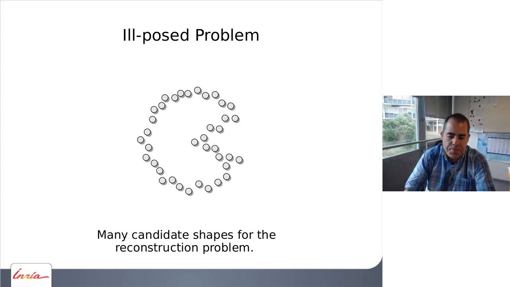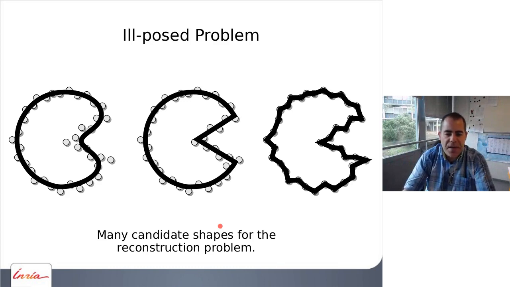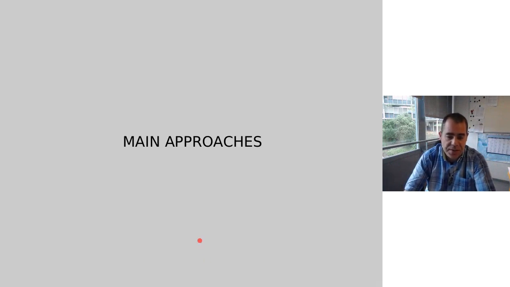If you look at the problem statement, of course, this is an ill-posed problem, in the sense that if I give you a point set, there are many candidate shapes for the reconstruction problem. On the left, this is one hypothesis, in the middle, another surface, and so on. This is a very basic and trivial explanation in 2D, but you understand, right? You can possibly have an infinite number of surfaces that pass through the point set.